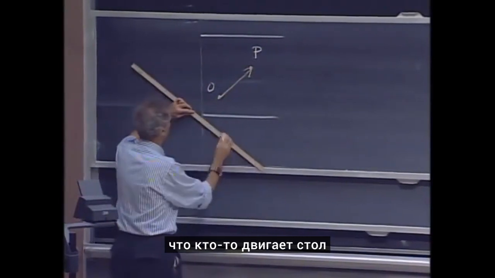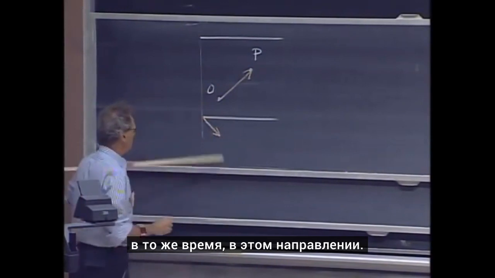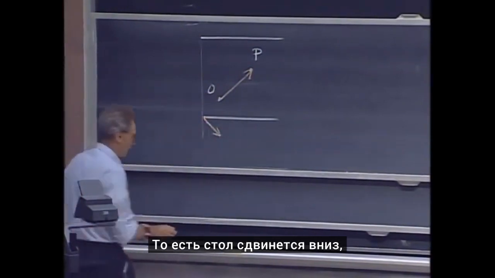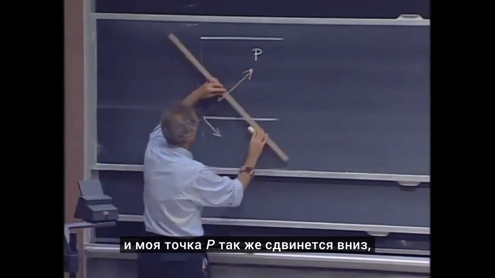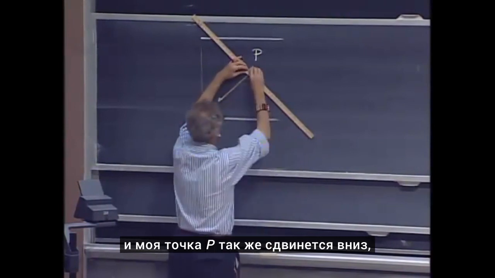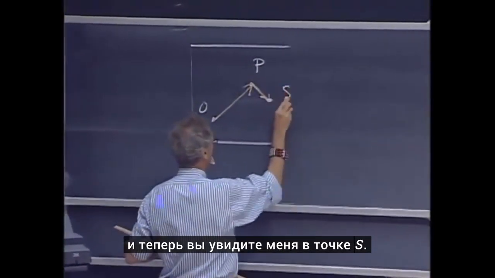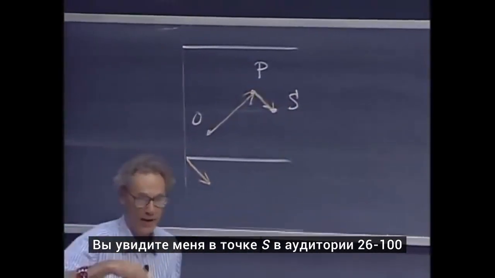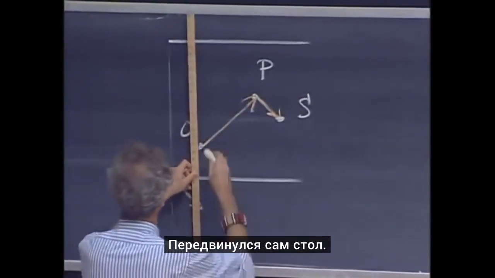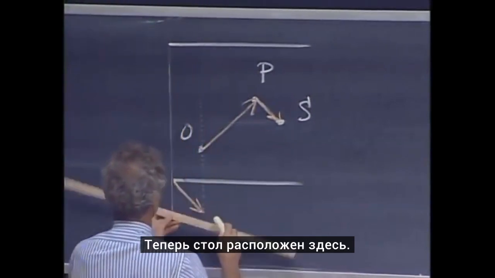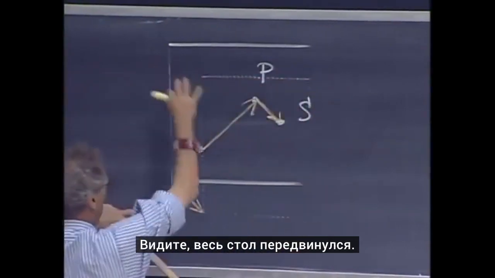It just so happens that someone is also going to move the table in that same amount of time from here to there. So that means that the table will have moved down, and so my point P will have moved down exactly the same way. And so you will see me now at point S. You will see me at point S in 26.100, although I'm still standing at the same location on the table. The table has moved. This is now the position of the table. See, the whole table has shifted.